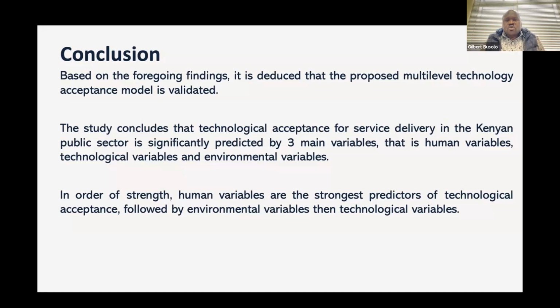So in order of strength, the human variables come in first, the person. The key user, the main user, comes in first. Then the factors around the environment, and then the technology is third.